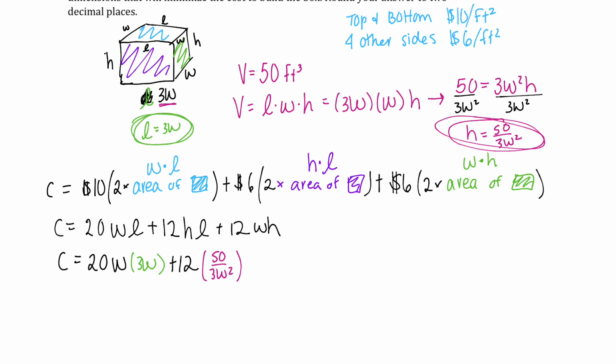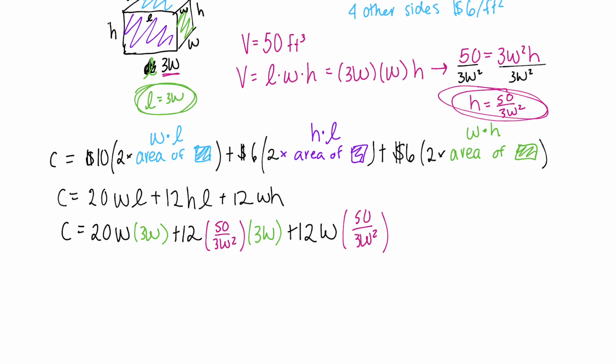L is 3W plus 12 times W, which we already have, and then H, which is 50 over 3W squared. Now we will simplify, take a derivative, and it'll be all great. So we have 60w squared plus, that's going to be 200. 12 divided by 3 is 4. Yeah, 400. W to the negative 2 is how I'm going to write him.